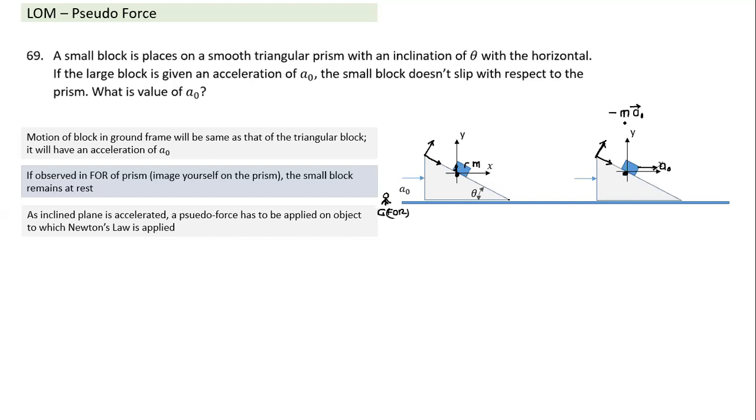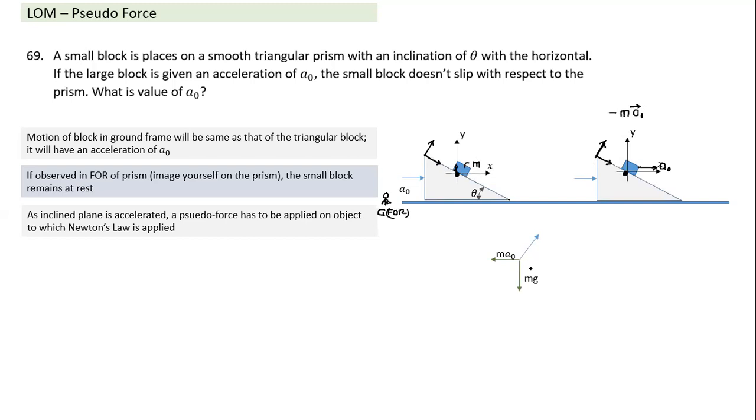So the pseudo force depends on the acceleration of the frame of reference. It also depends on the mass to which the pseudo force is being applied, and its direction is opposite to the direction of acceleration of the frame of reference. The frame of reference is accelerated in the horizontal direction towards the right. Notice both of them have the same acceleration. If it is attached to the block, it has the same acceleration as the block. So in that case, the pseudo force has to be applied towards the left.